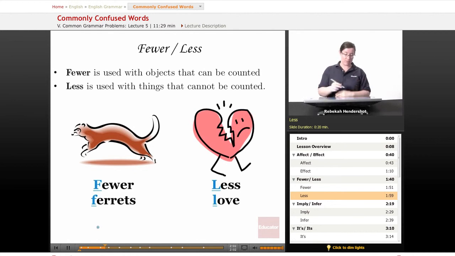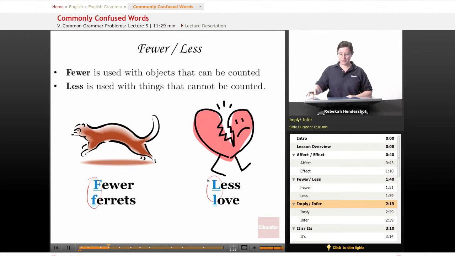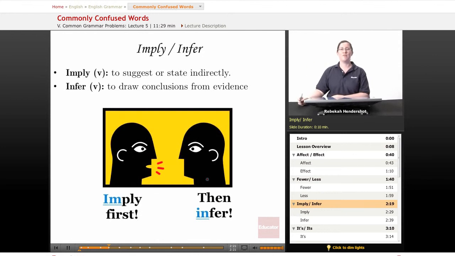But for now, just remember, fewer ferrets. You could count ferrets, 1 ferret, 2 ferrets, 3 ferrets. And less love. You can't count love. You can't say 1 love, 2 loves, 3 loves. So, just remember, use fewer for things you can count, like ferrets, and less for things you can't count, like love.